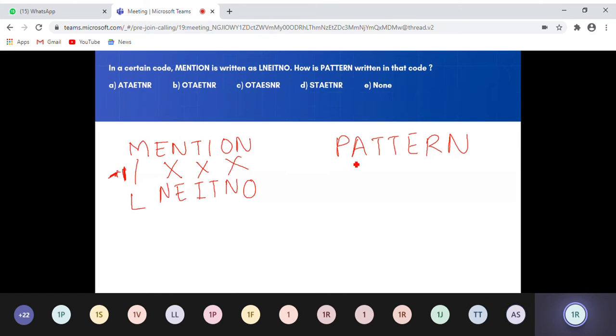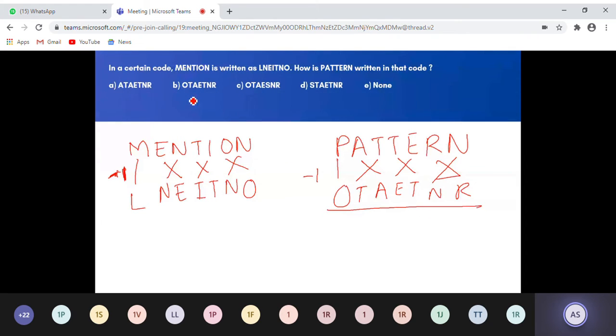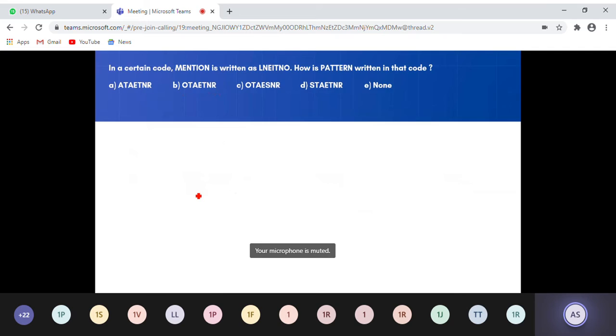So here it will be just swapping. It will be T here and A here, again swap, E here and T here, again swap, N here and R here, and P -1. It will be O T A E T N R. Answer option B. Clear? If you write the word and the coded word just below, the pattern is very clear. Next one.